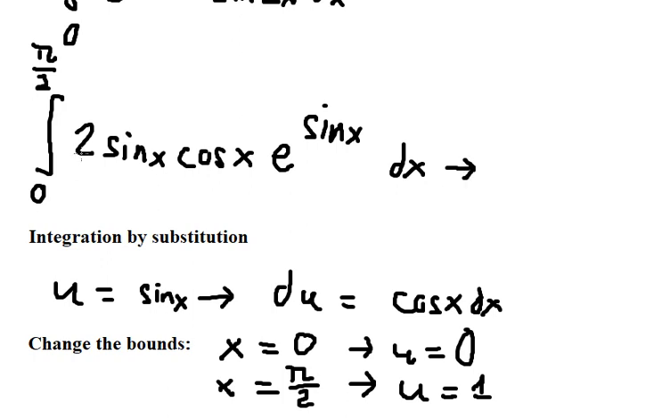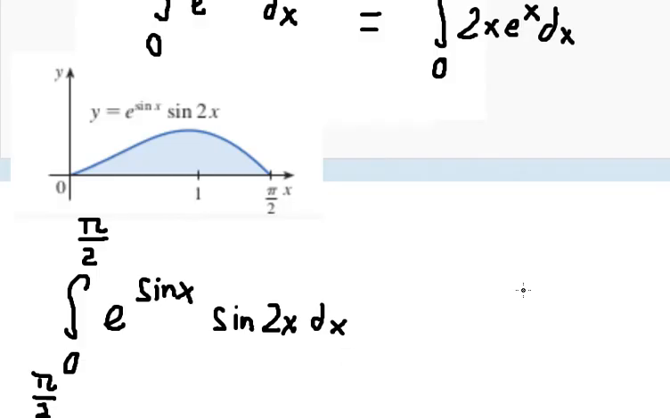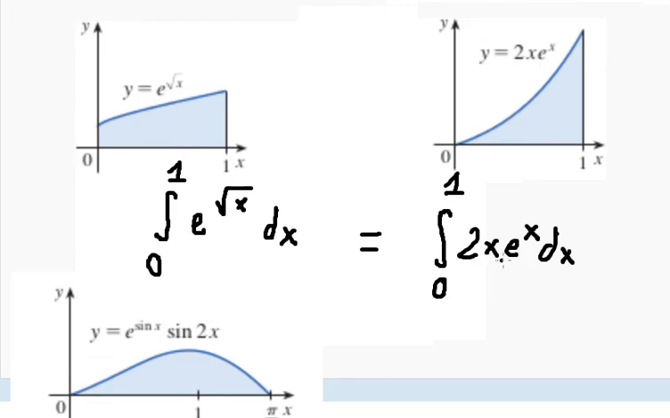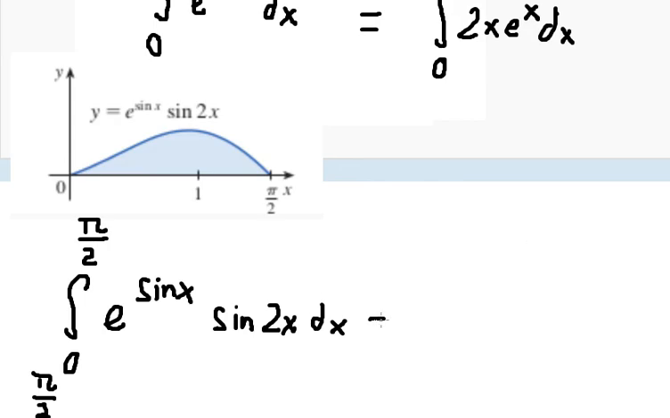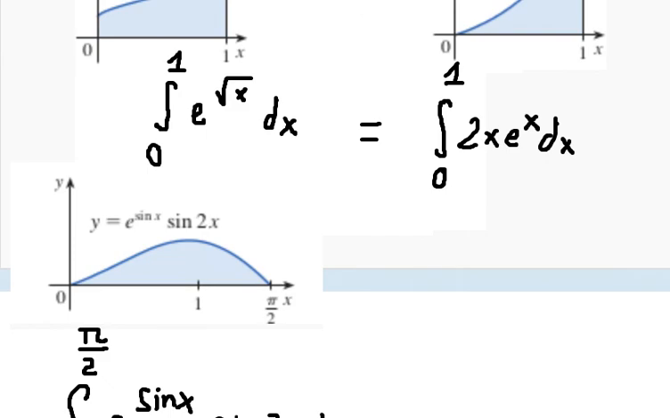And now we need to change this one. Number 0 we keep the same. B over 2 we change to number 1. Sin x we change to u. Similarly for this one, cosine x dx we change to du. And we see that this one is similar to 2s e to the power of s ds. So that means this one is similar to this integration.